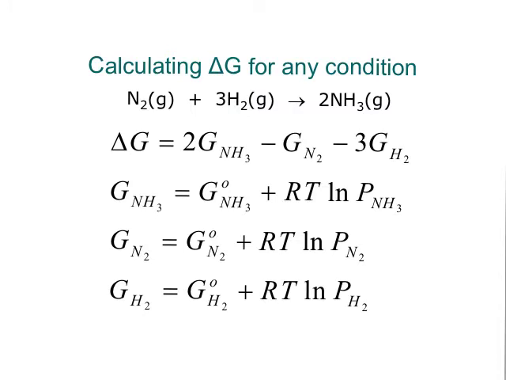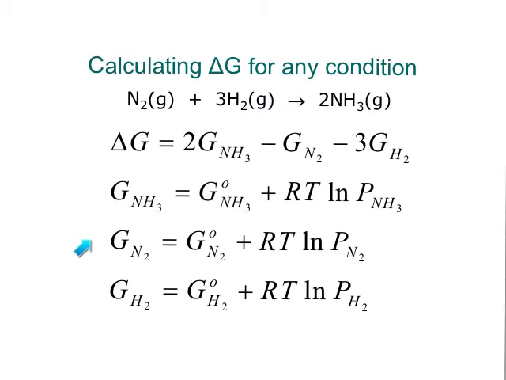So I'm going to plug in for each of these G values in our products minus reactants the G equation that I showed on the previous slide as it applies to each specific ingredient in our reaction system. So the G of ammonia under any condition is equal to the G of ammonia under standard state conditions plus a correction factor that's correlated to the pressure of ammonia. We've got the same equations for nitrogen and hydrogen. So hopefully you can see where I'm headed with this algebraically.